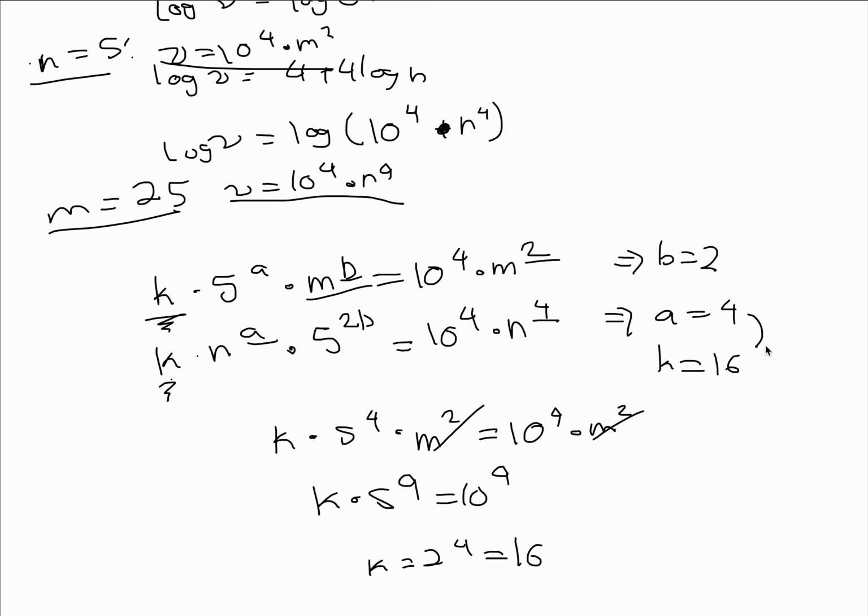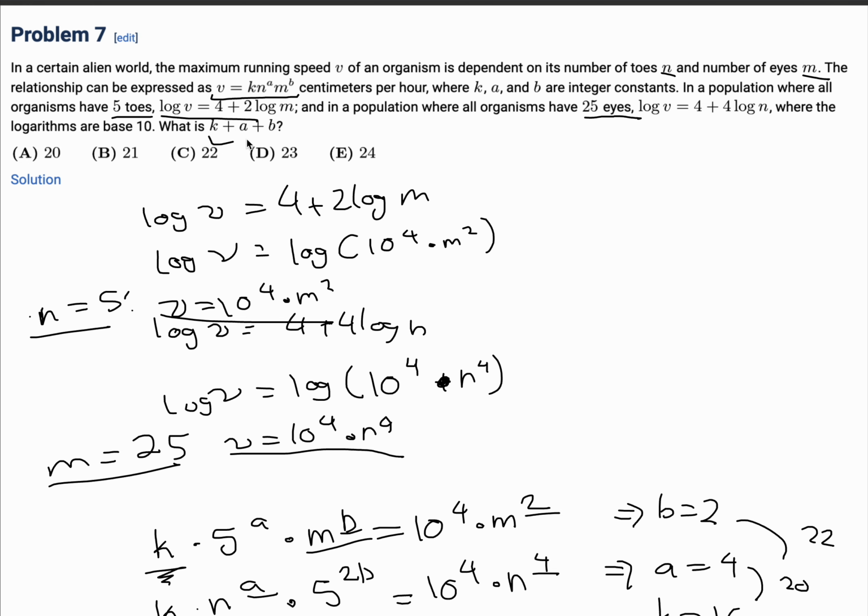So now we just add them. 16 plus 4 is 20, 20 plus 2 is 22, because that's what they asked for, right? Yeah, k plus a plus b. We added them, we get 22. Our answer is 22.